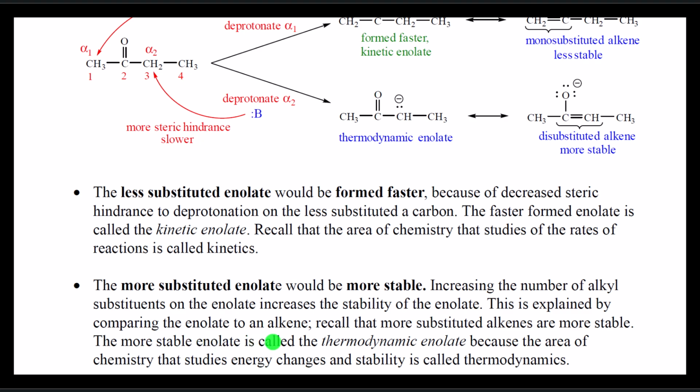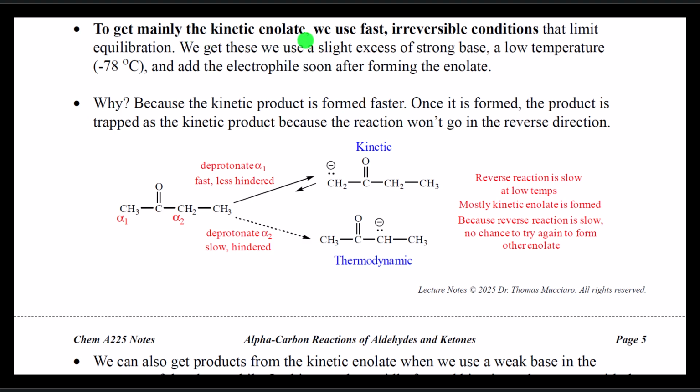The more stable enolate is called the thermodynamic enolate because the area of chemistry that studies energy changes and stability is called thermodynamics. To get mainly the kinetic enolate, we need to use fast, irreversible conditions that limit the ability for the enolate to equilibrate. We get these by using a slight excess of very strong base and a low temperature, and then we add the electrophile soon after we form the enolate.